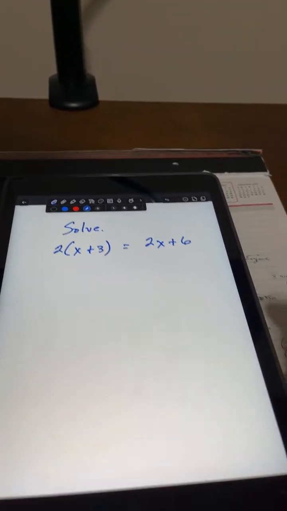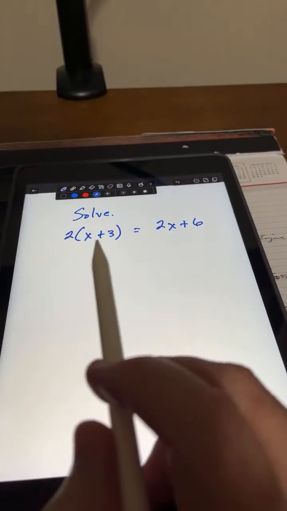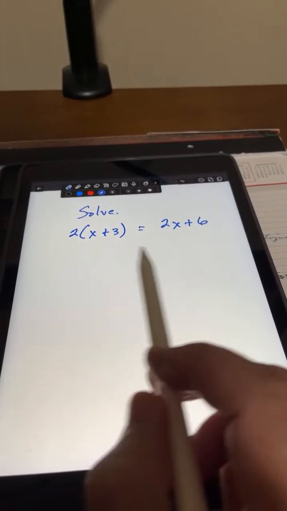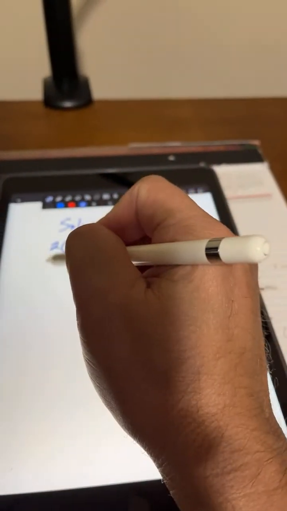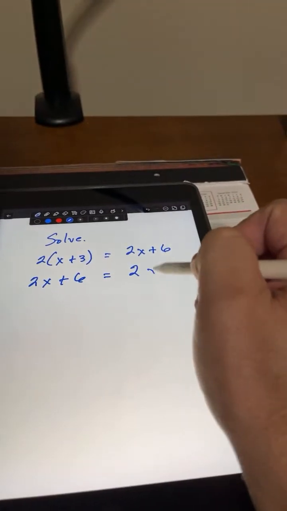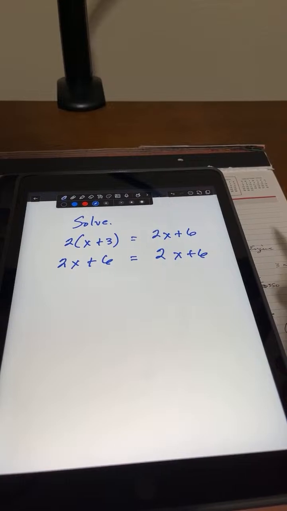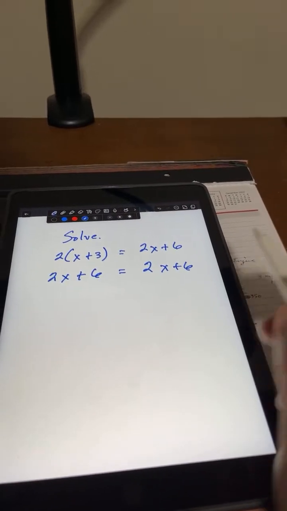All right, let's solve this equation. So if we're solving, that means we're trying to find out what x is, and perhaps we would use the distributive property here first. And at this point, hopefully you realize that the left side equals the right side. I mean, they're the same thing.